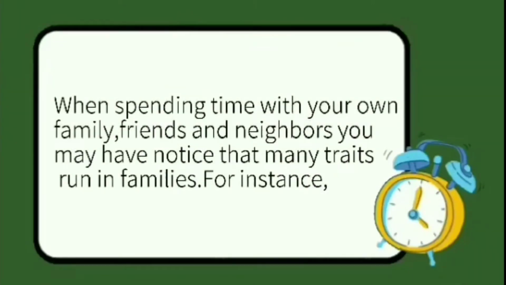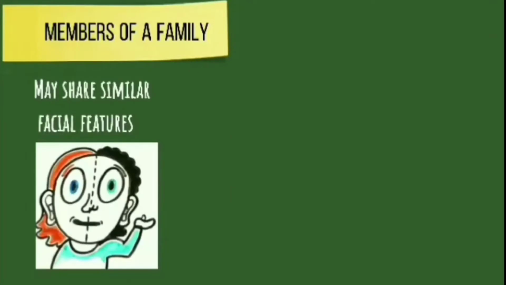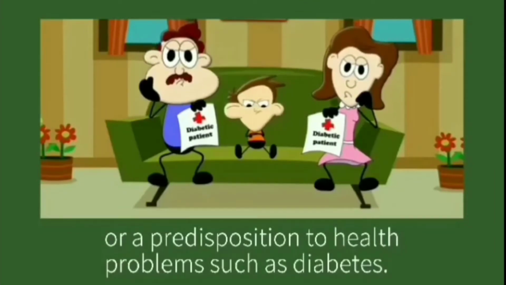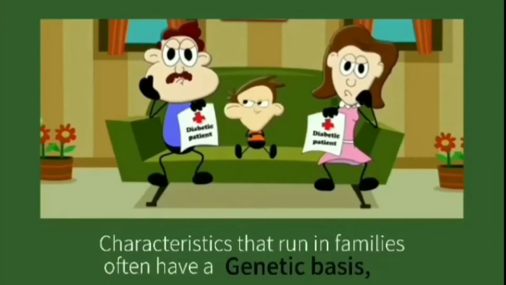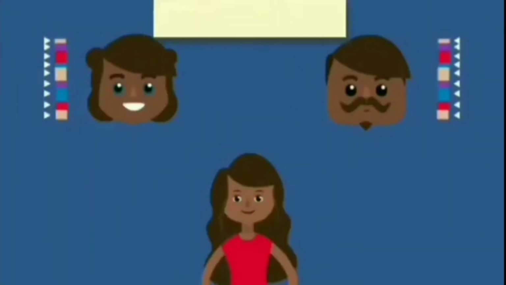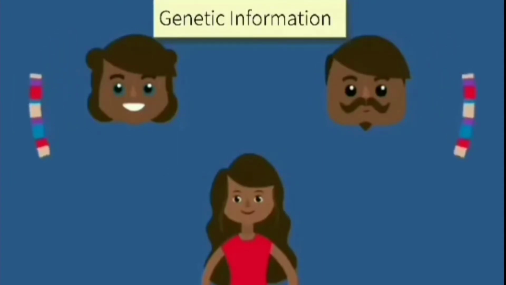When spending time with your own family, friends, and neighbors, you may have noticed that many traits run in families. For instance, members of a family may share similar facial features, hair color, or a predisposition to health problems such as diabetes. Characteristics that run in families often have a genetic basis, meaning that they depend on genetic information a person inherits from his or her parent.